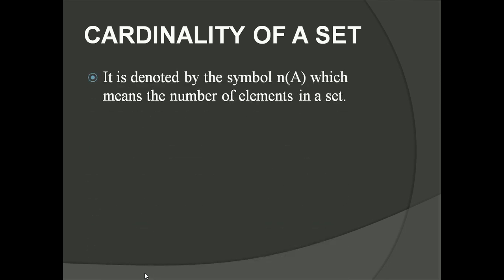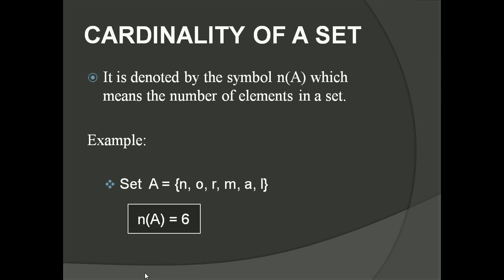Now let's proceed to the cardinality of a set. It is denoted by the symbol n(A), which means the number of elements in a set. Example, set A has elements N, O, R, M, A, and L. Thus, n(A), the cardinality of the set, is 6.